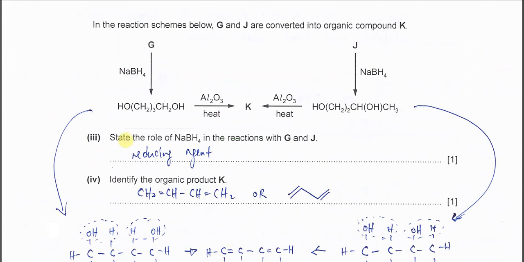Okay, now we have this reaction G with the sodium borohydride, okay, form this alcohol. J also use the same reducing agent, form this alcohol. And these two alcohols undergo the dehydration because alumina with heat, it will form the same compound K. So now part 3, state the role of sodium borohydride in the reaction. Very easy, it is the reducing agent. So sodium borohydride is always reducing agent.